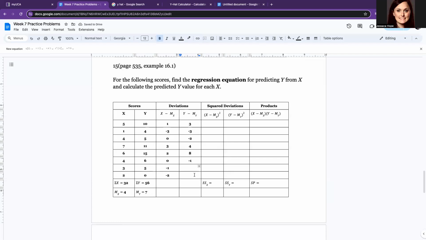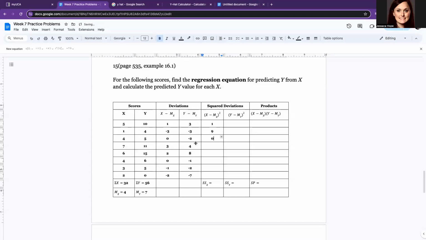5 minus 7 is negative 2. 0 minus 7 is negative 7. Now we move on to square deviations. So we're doing x's first. So 1, 9, because that's this 3, negative 3 squared is 9.